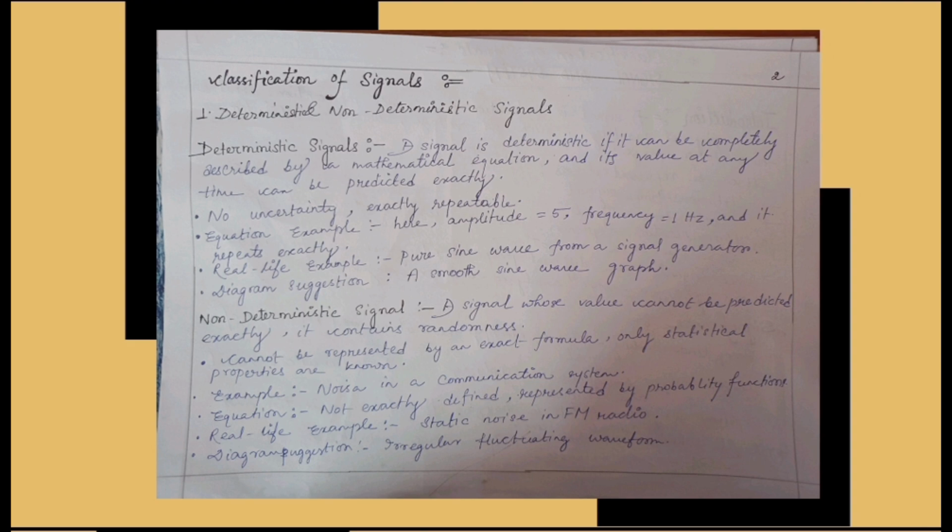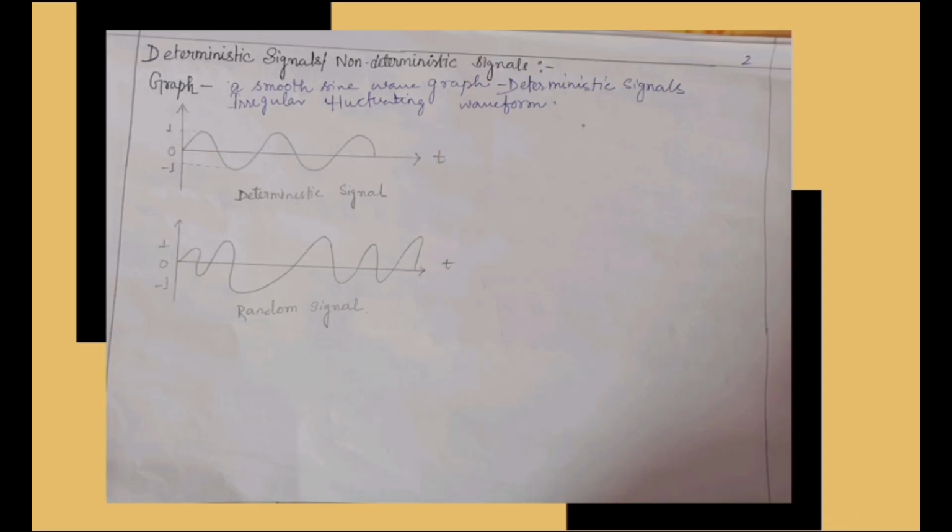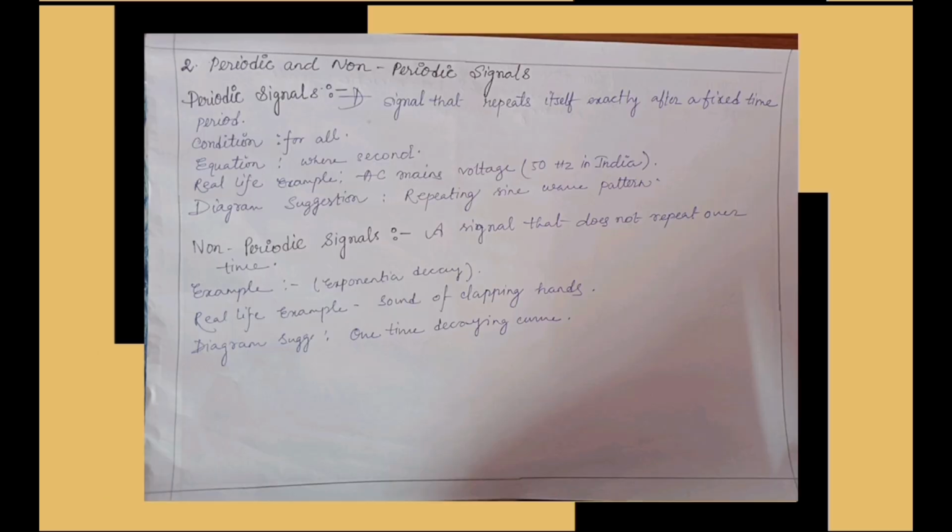Deterministic and non-deterministic signals. First classification, deterministic signal and non-deterministic signal. A deterministic signal can be exactly described by a mathematical equation and its value can be predicted at any time. Example, a pure sine wave. A non-deterministic signal or random signal cannot be predicted exactly, like noise in a communication system.